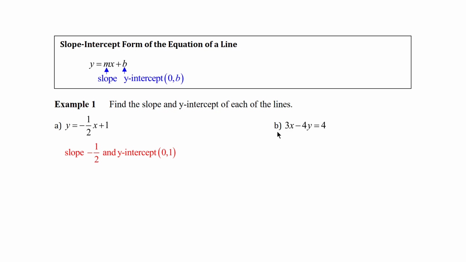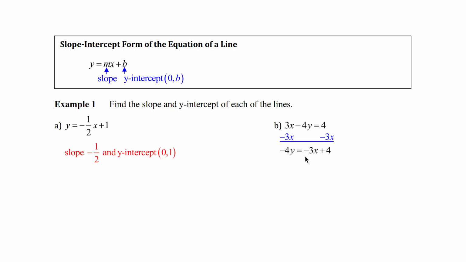Moving on to part B, we have the equation 3x minus 4y equals 4. Here we need to put this equation in slope-intercept form. To do this, we first get rid of the 3x by subtracting 3x from both sides. Simplifying the left-hand side, the 3x and the minus 3x cancel out, and we bring down the minus 4y. On the right-hand side, we bring down the 4 and the minus 3x. The result is -4y equals -3x plus 4.